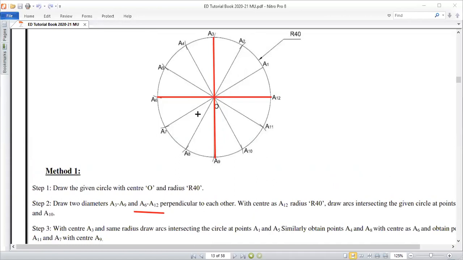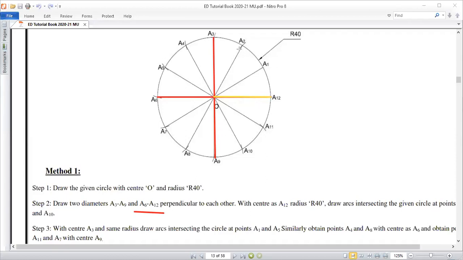You can set the angle of the set square in such a way that these two lines are perpendicular to each other. Now with the center at A12, you again have to use the compass in such a way that A12 will be the center, and take the radius of R40. So from this point, I have taken the radius up to R40 like this, and mark one arc.